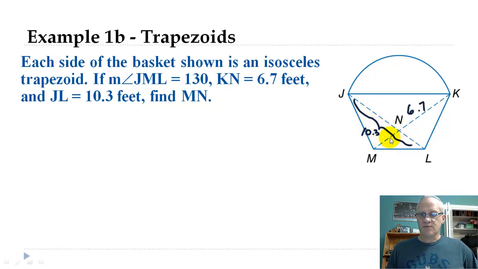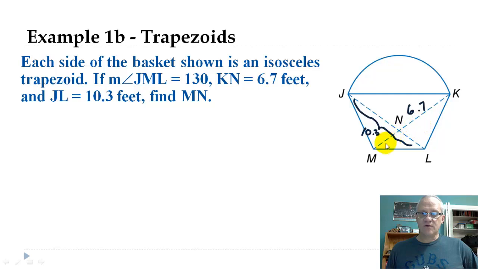Okay, so how do we find MN? Well, MN is this little part here. Remember, in an isosceles trapezoid, the two diagonals are congruent. So that means if JL is 10.3, then MK has to be 10.3.